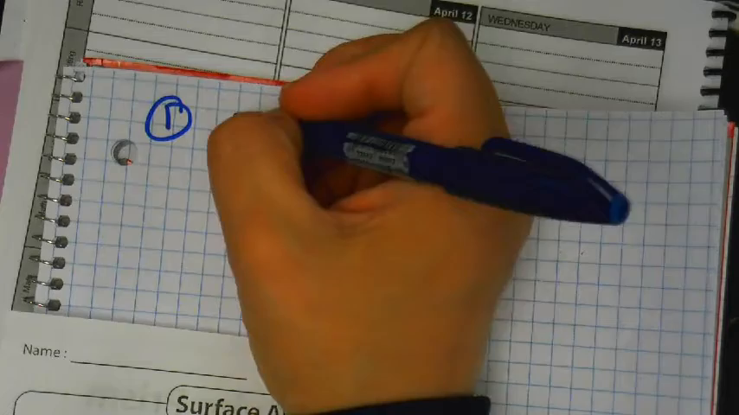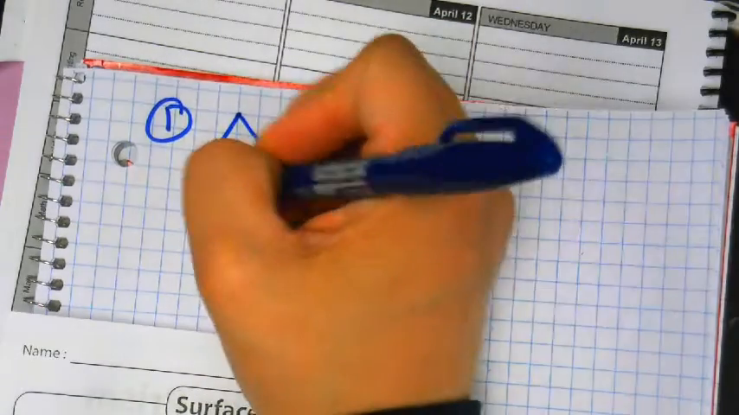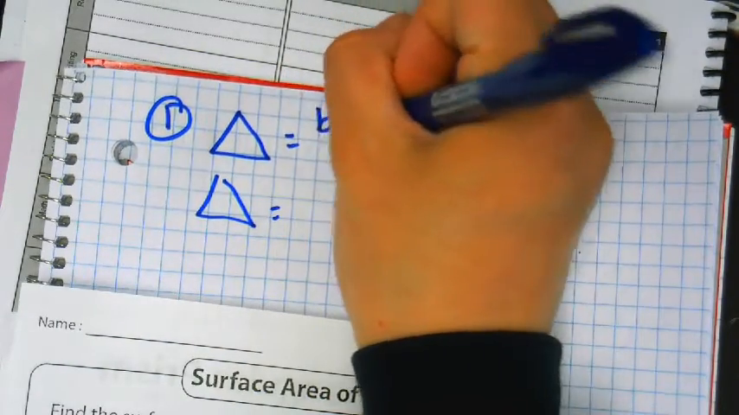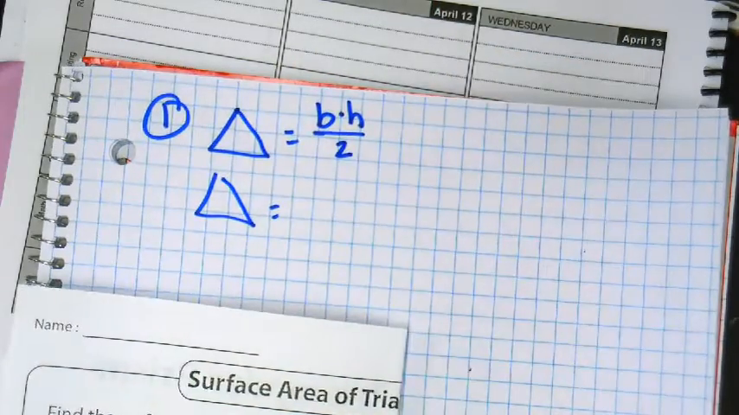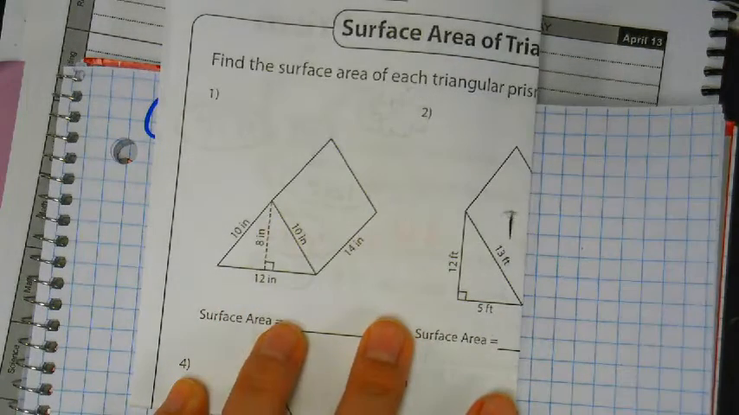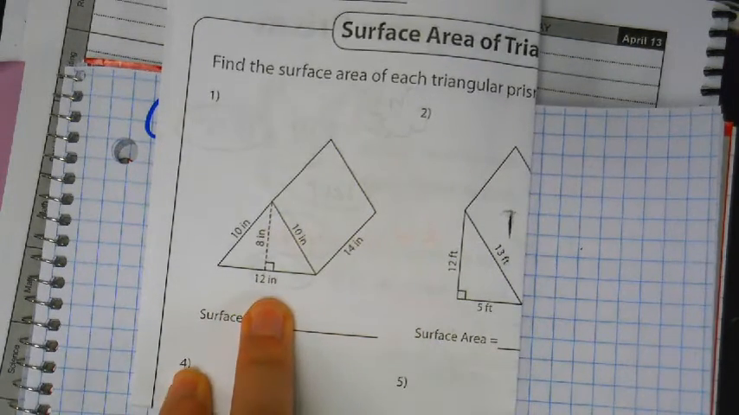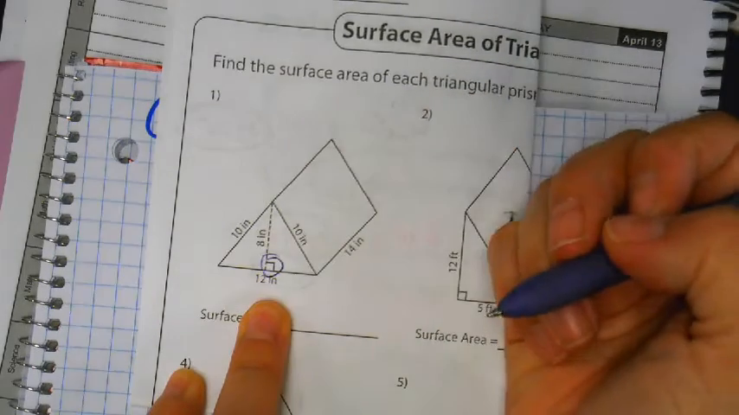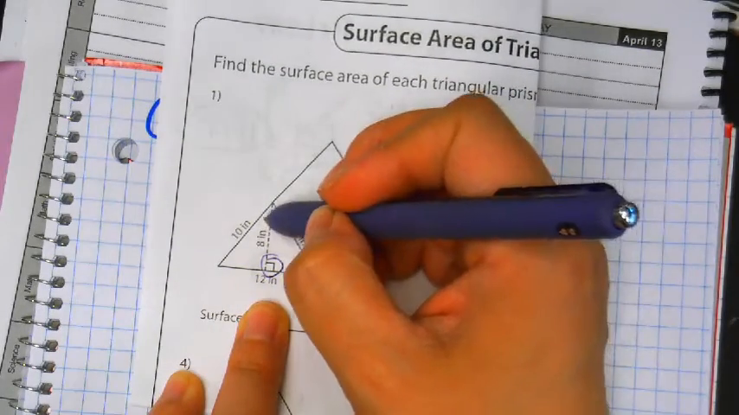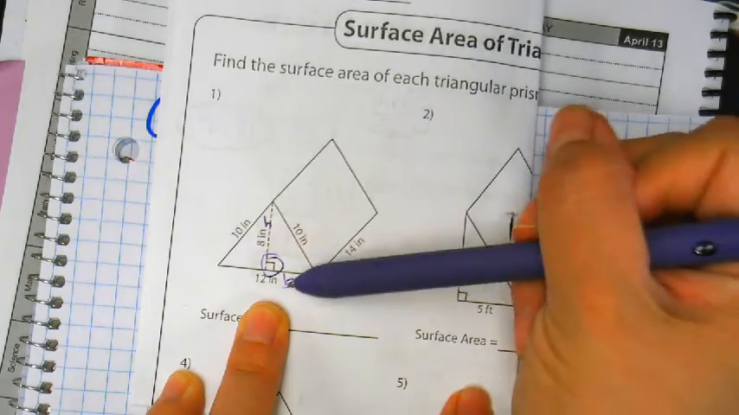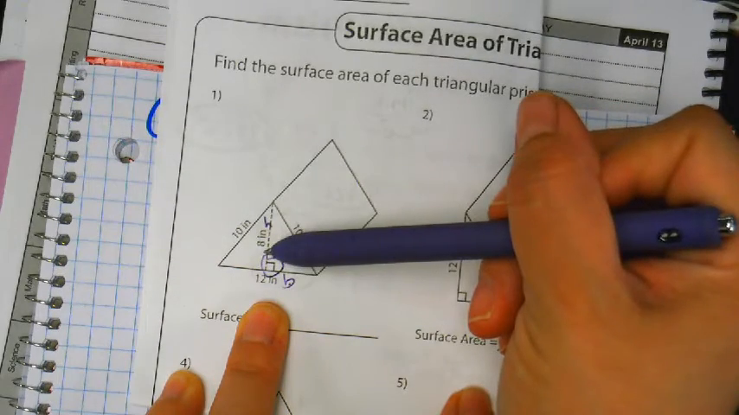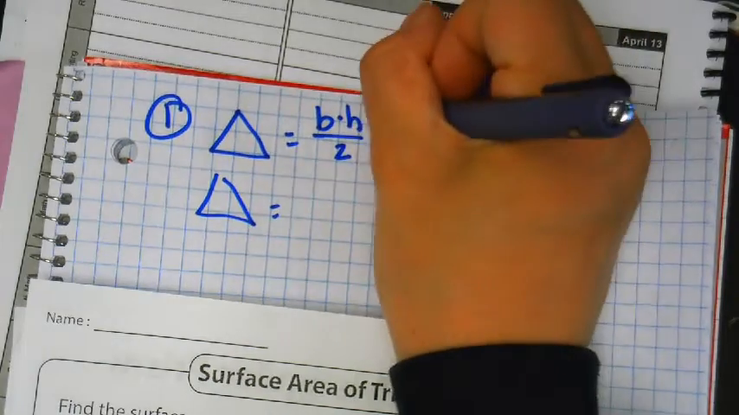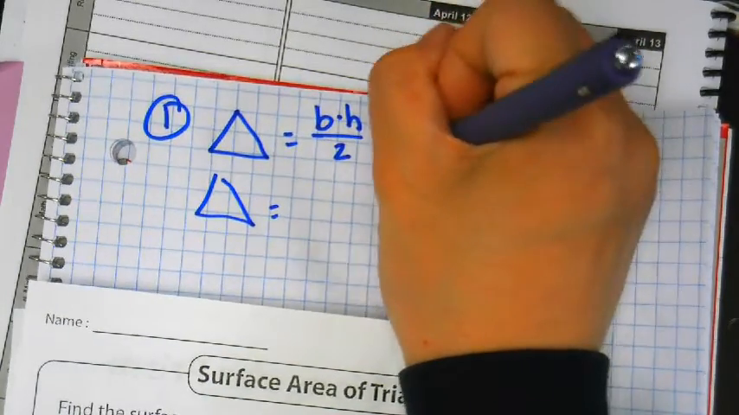Okay, I'm going to do the triangle. What is the base and the height of my triangle? What's my base? 12. What's my height? 8. Why is it 8? Because it forms the 90 degrees, right? So this is my base and this is my height. 12 is my base, 8 is my height. You see that? Okay. So plug it in. 12 times 8 divided by 2.